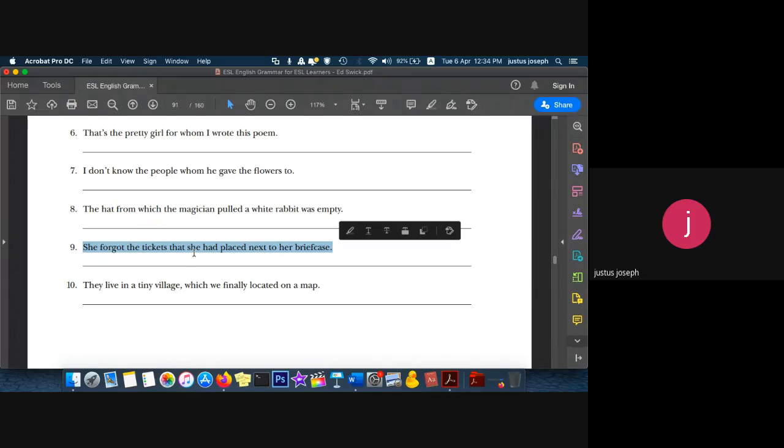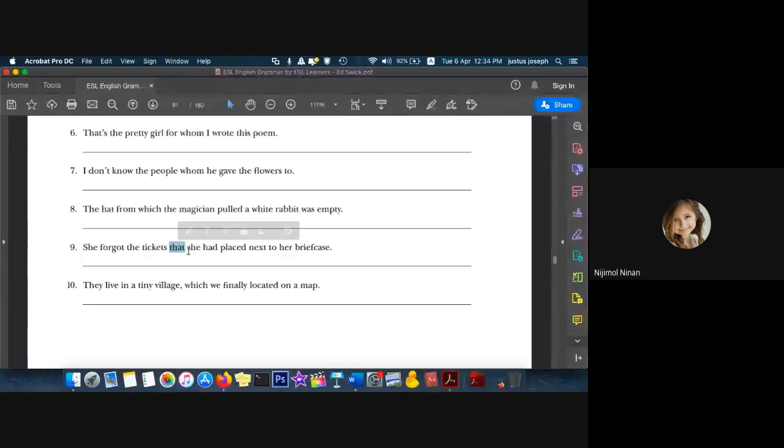Next one. She forgot the tickets that she had placed next to her briefcase. This is simple. She forgot the tickets she had placed next to the briefcase. All you had to do is remove this word "that."